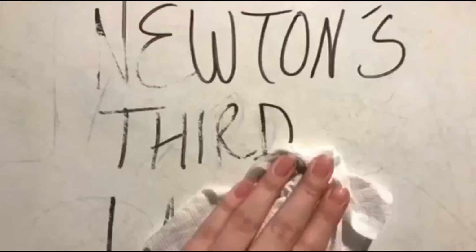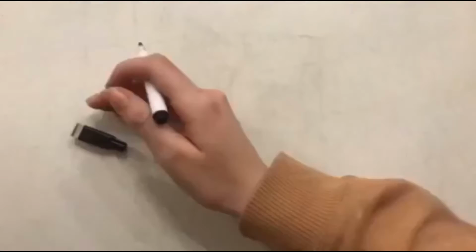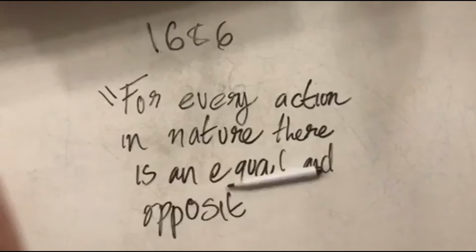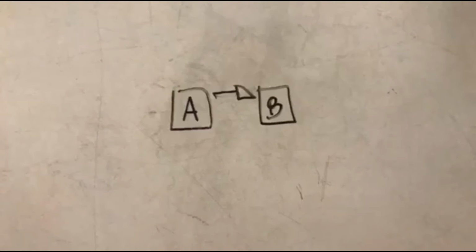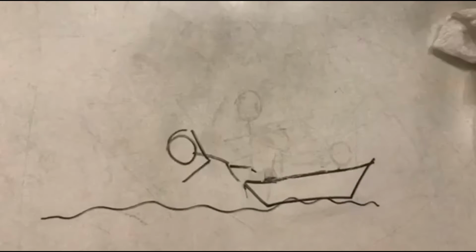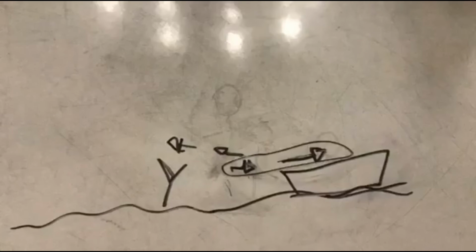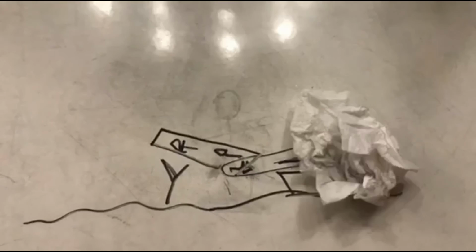Newton's third law. Presented in 1686, Newton's third law states that for every action in nature there is an equal and opposite reaction. In other words, if object A exerts a force on object B, then object B will exert a force on object A. An example: if you're in a boat and you decide to dive, you exert a force on the boat, and in return the boat does the same to you. Here's the action, and here's the equal and opposite reaction. Another example. Here the cat exerted a force on the chair, and the chair did the same.